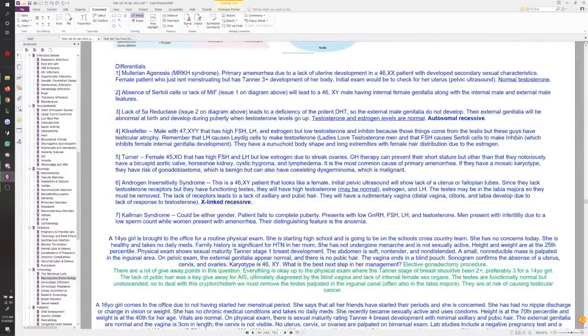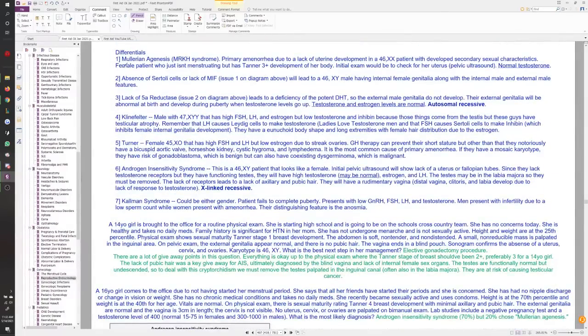So now here, of course, is the list of those differentials. These are all the differentials you need to master and be able to figure out. So I listed them out all together here for your comfort. Right, Mullerian agenesis, also called MRKH syndrome. It's a very long name, Mayer-Rokitansky-Küster-Hauser. Primary amenorrhea due to lack of uterine development in a 46XX female patient, but developed secondary sexual characteristics. A female patient who just isn't menstruating but has Tanner 3+ development of her body.